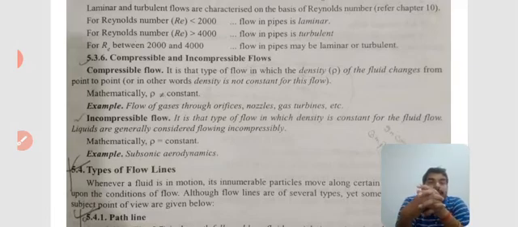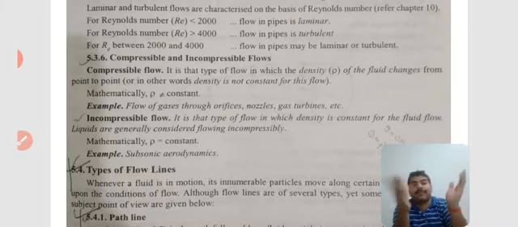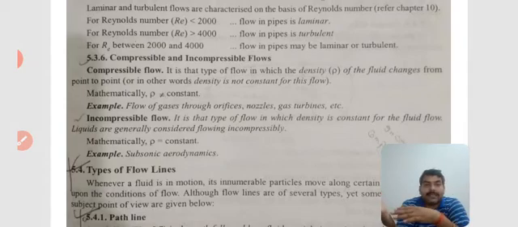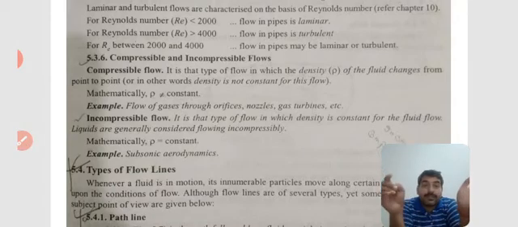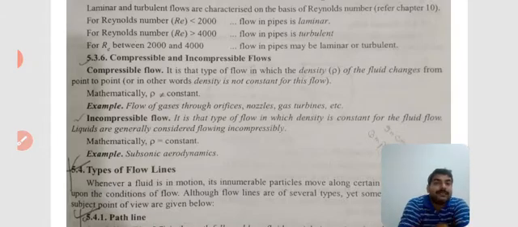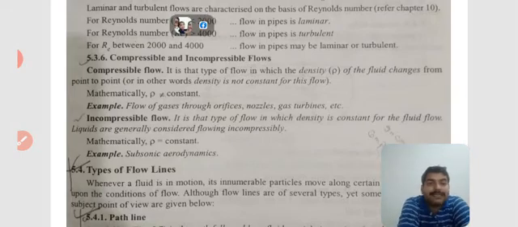Now, compressible and incompressible flows. Compressible flow is that type of flow in which the density of the fluid changes from point to point, or in other words, density is not constant for this type of flow. Mathematically, the density is not constant; it is variable. Examples: flow of gases through orifices, nozzles, gas turbines, etc.